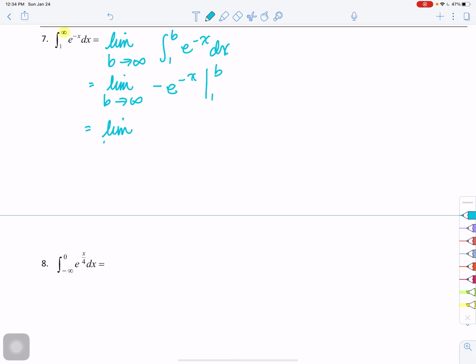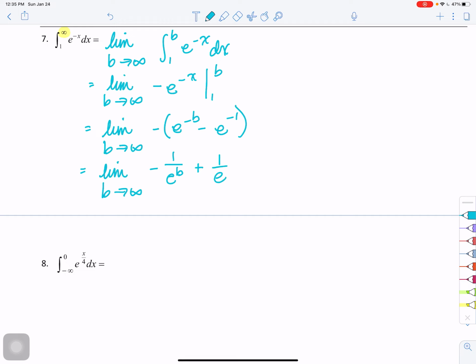Keep writing that limit. Negative. And you can keep the negative out from the beginning and bring it back in. I kind of like that. So it's e to the negative b minus e to the negative 1. Just makes it easier without that negative in there. So let's simplify. Limit as b approaches infinity, and we have negative e to the negative b. So that's 1 over e to the b. And then we're going to have a plus 1 over e. This is 1 over e.